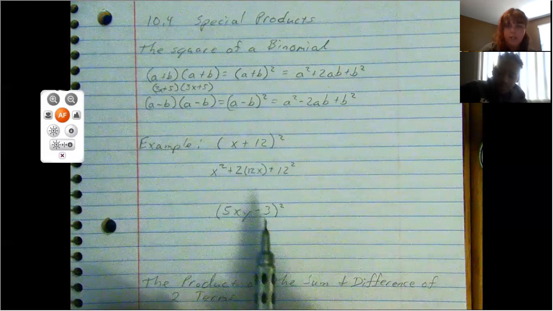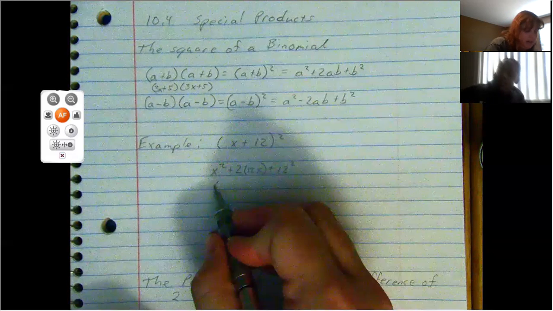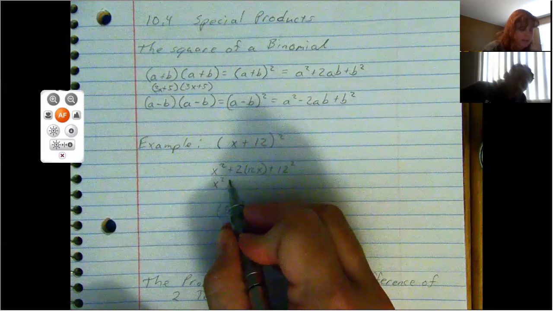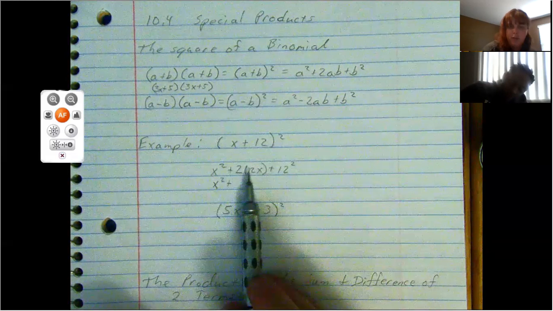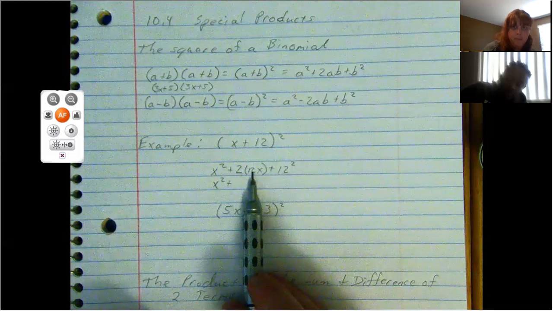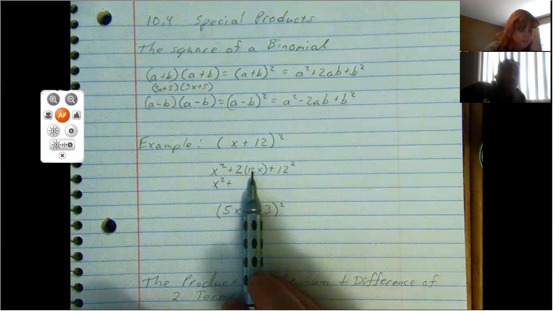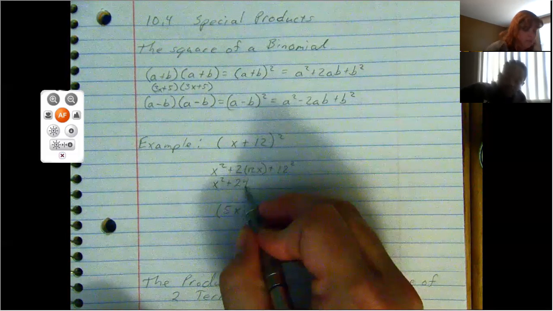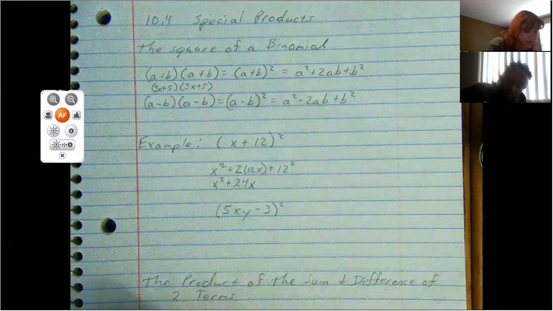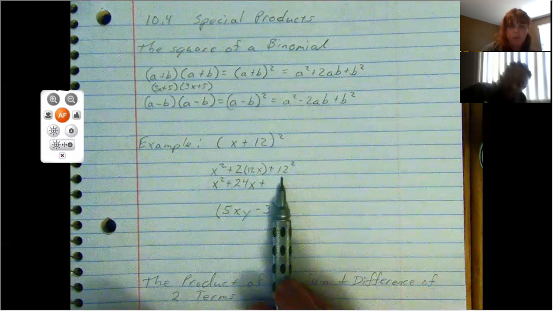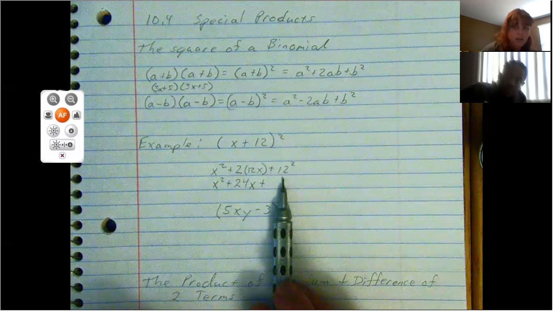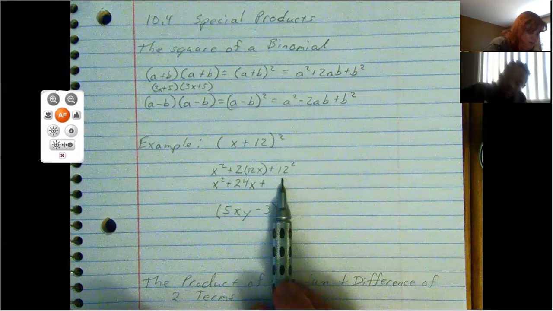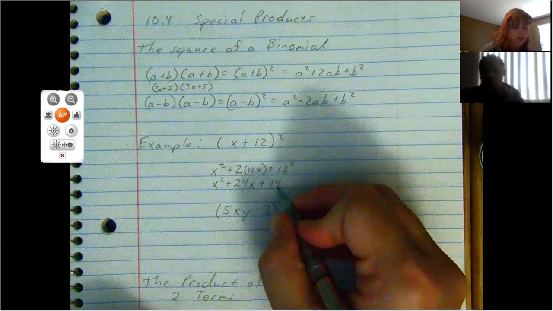Okay, so then we're just going to simplify this. It's going to end up being x squared plus, I can take my 2 times the 12, which would give me what? 24x. 2 times 12, 24. So that's 24x plus, we're going to square the 12. What's 12 squared? 144. So then that's my trinomial.